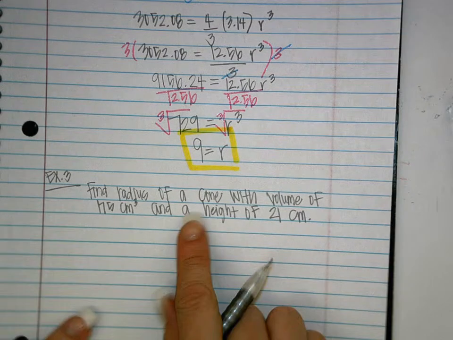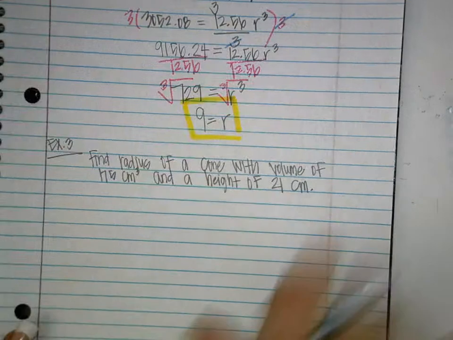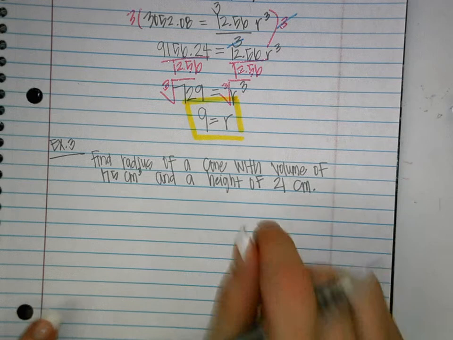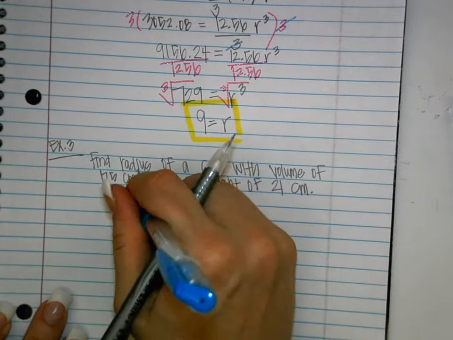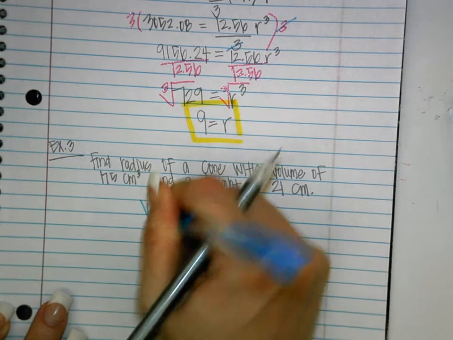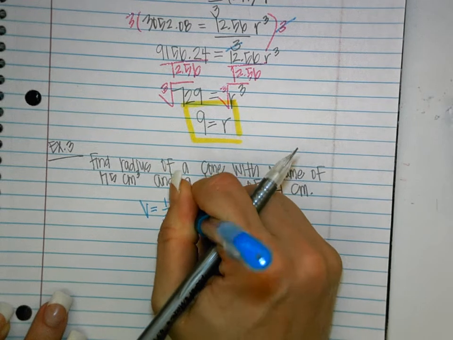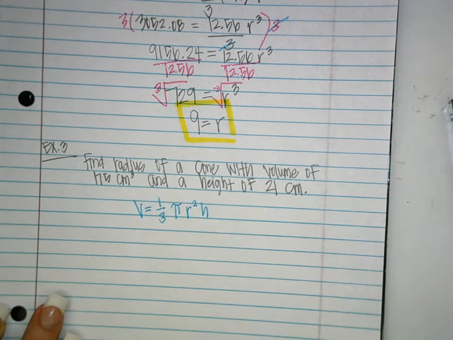So, volume of a cone. Everything we're doing is going to have to deal with volume. Okay, so what's the volume of a cone formula? 1/3 pi r squared h. So plug in as much as you know.